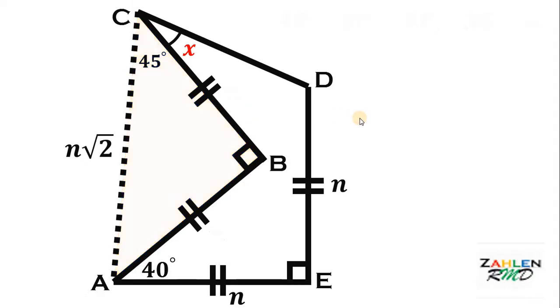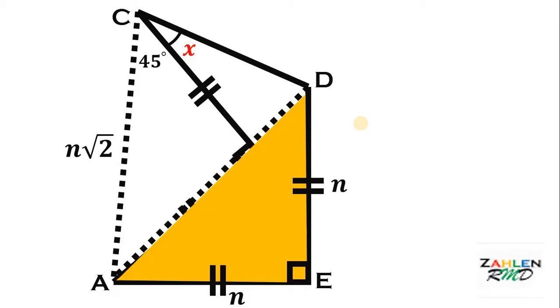Next, at this point, connect point A and point D. Now, consider this isosceles right triangle again. And of course, the hypotenuse must also be equal to n multiplied by the square root of 2, or simply the length of the side of this triangle multiplied by the square root of 2. Don't forget also that the acute angle inside this triangle must be equal to 45 degrees. Now notice that segment AC must be equal to segment AD. Therefore, triangle ACD must be an isosceles triangle.